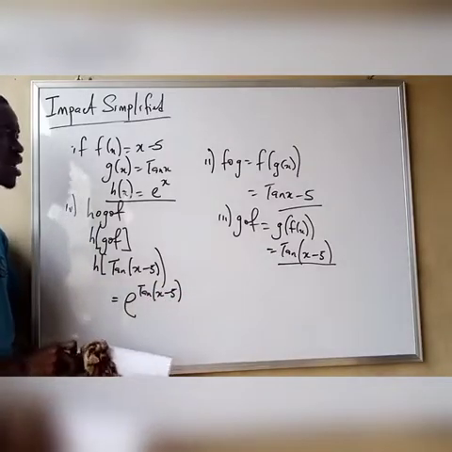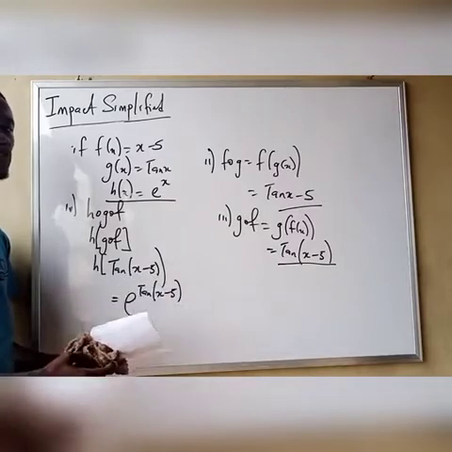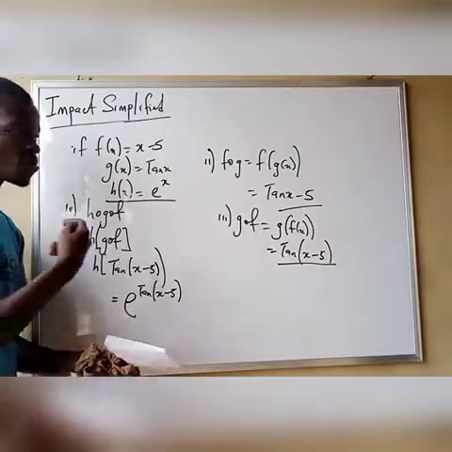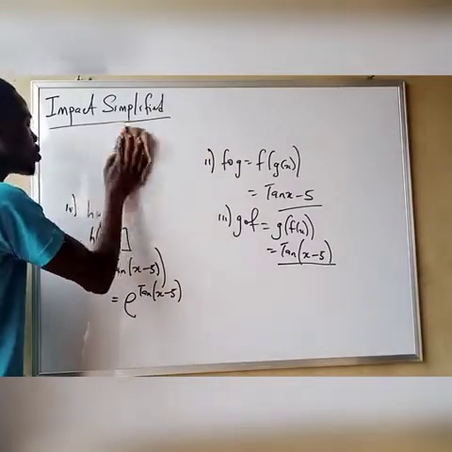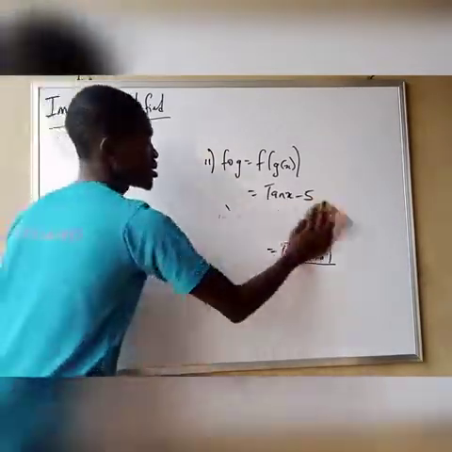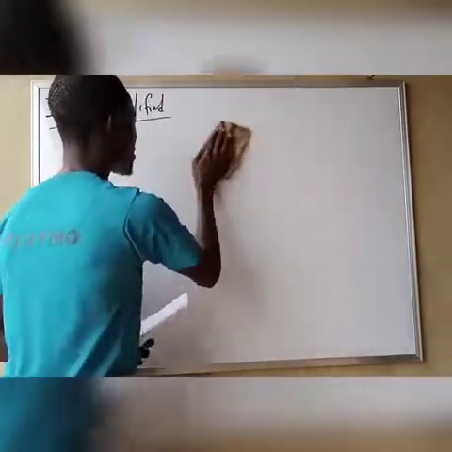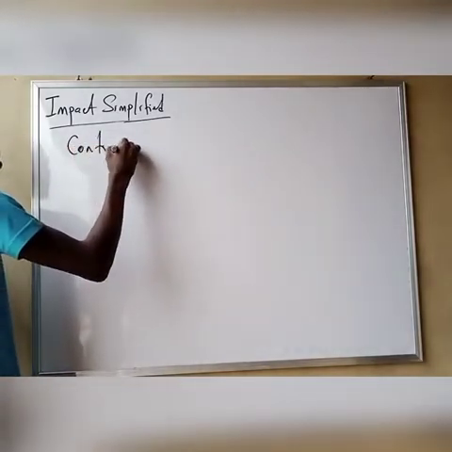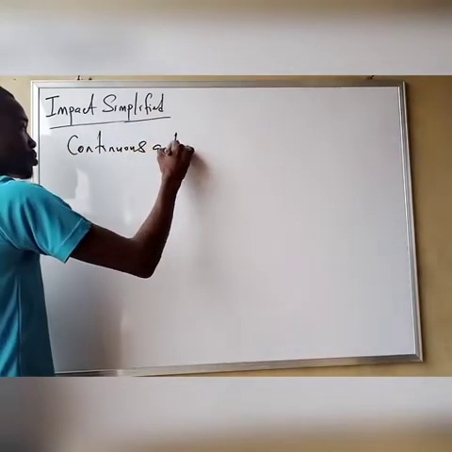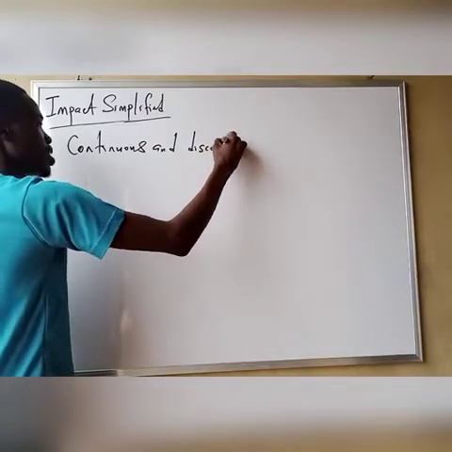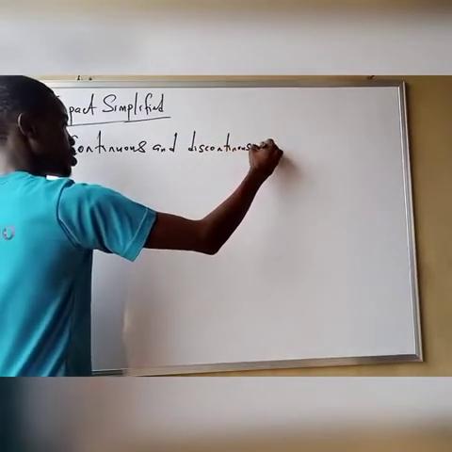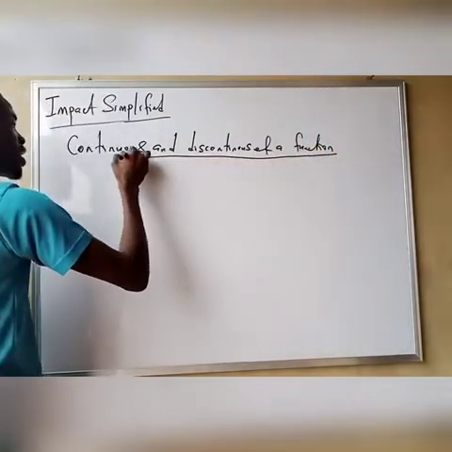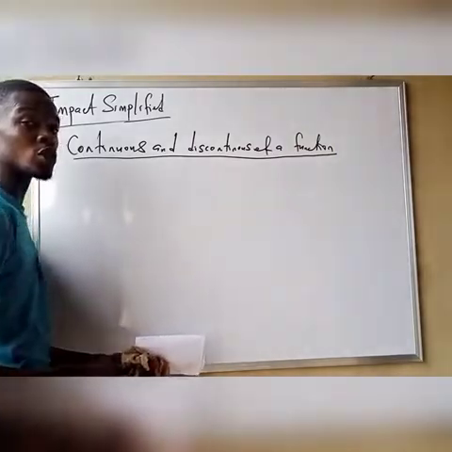Do we get it? So that is a summary of composite function. It simply means you insert the last function inside the previous function. Now let's look at the last and the least aspect of mapping. The last and the least aspect of mapping is what we term as the continuous and discontinuous of a function. Wow. Now don't forget that in the last video we looked at the meaning of limit.